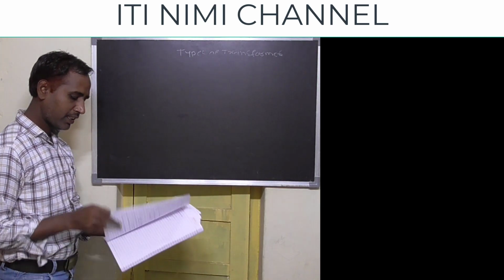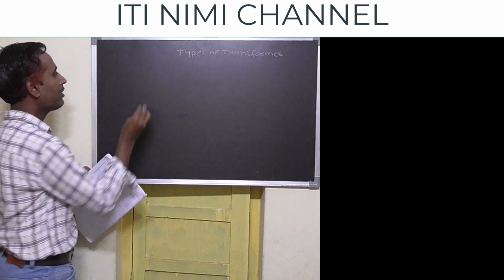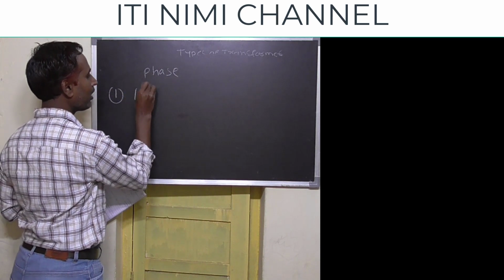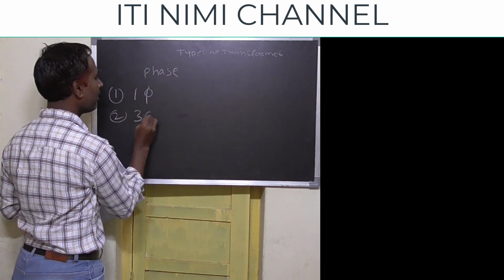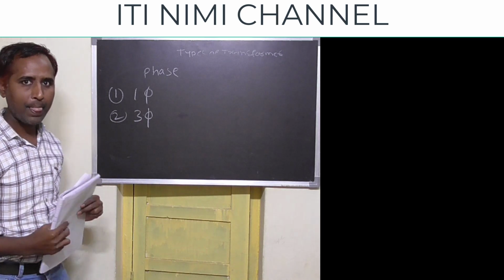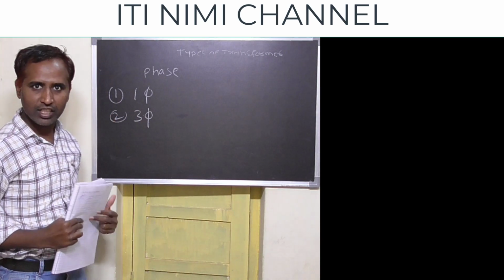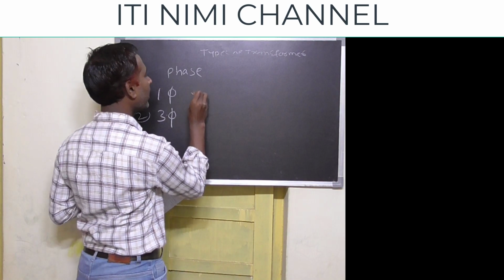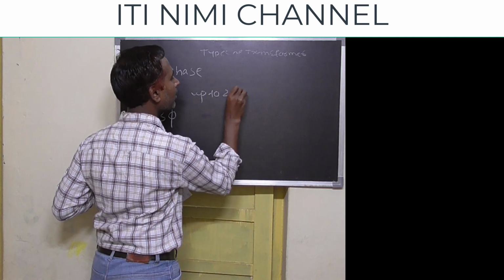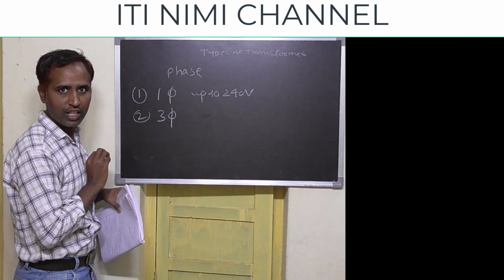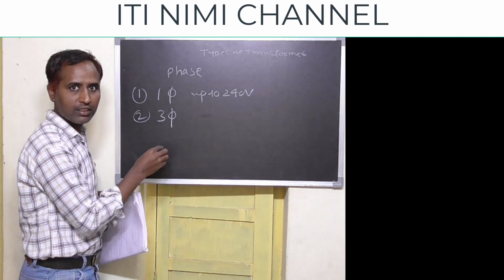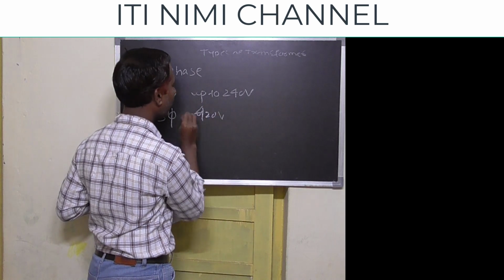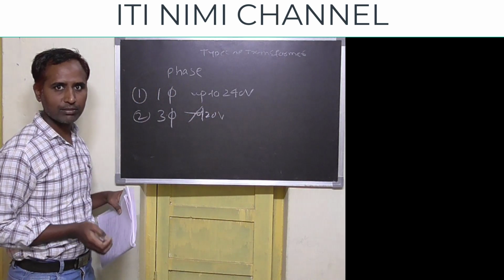Next we divide the transformer on the basis of phase, single phase or three phase. First one is the single phase transformer, second one is the three phase transformer. We know what a single phase transformer is: we are using phase and neutral, up to 240 volt. Three phase transformer means 415 or 420 volt, more than 420 volt.